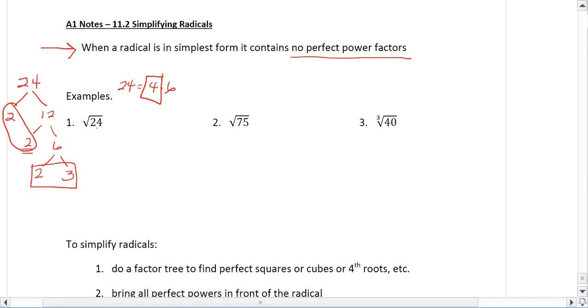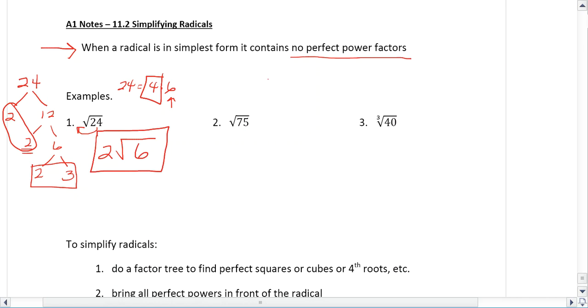So the square root of 4 comes out and has to live out in front here because we have found the perfect square of 4. The square root of 4 is 2. So the 2 is now out in front of the radical, and the 6 is left behind. So the simplified version of square root 24 is 2 square root 6.